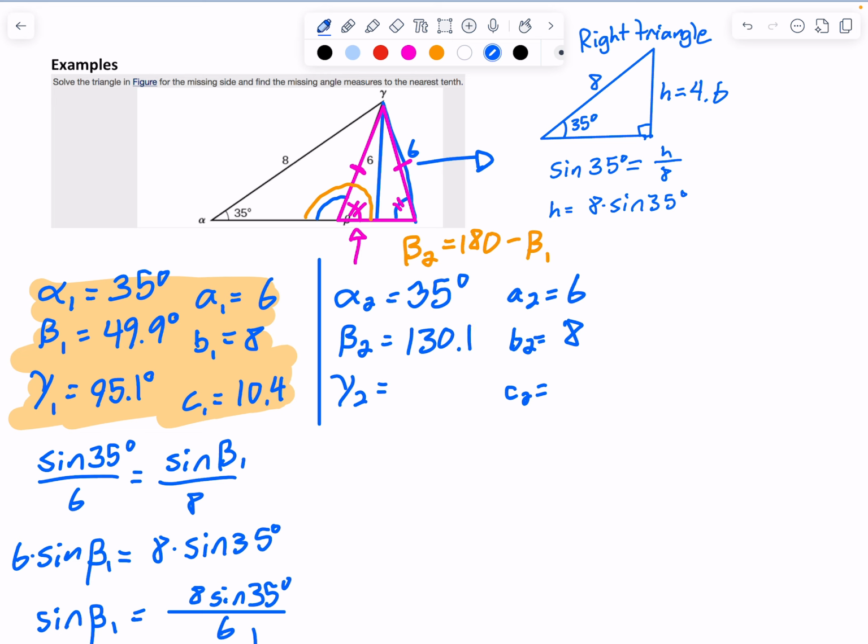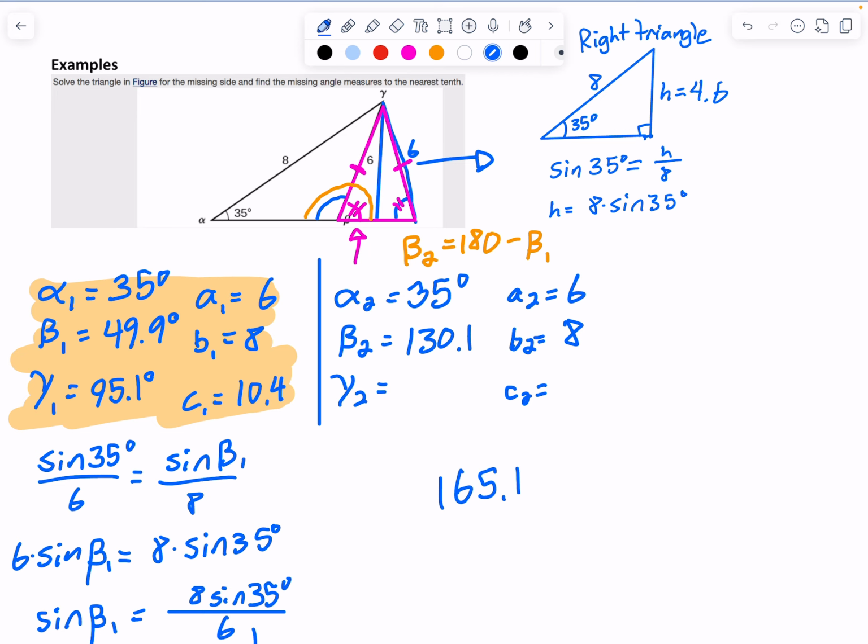130.1. I think yep, that works. All right, so now this opens up for the second triangle. If it didn't work, where you know how we had to determine if we had two triangles or one triangle, if 6 was bigger than 8, if that was the case, this would be messed up. It wouldn't work.